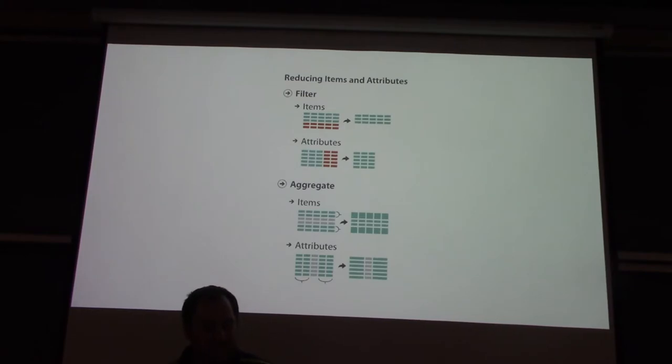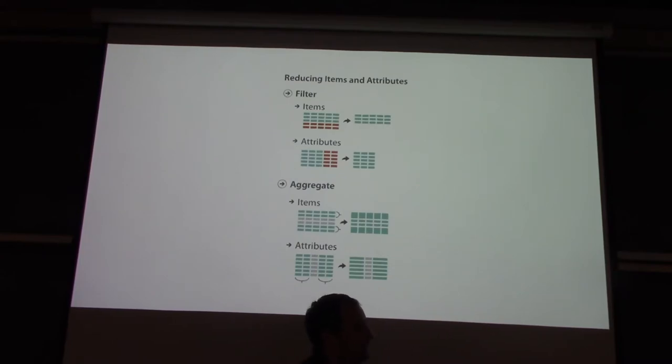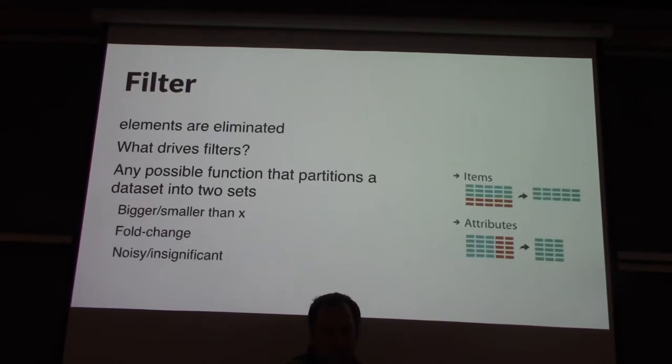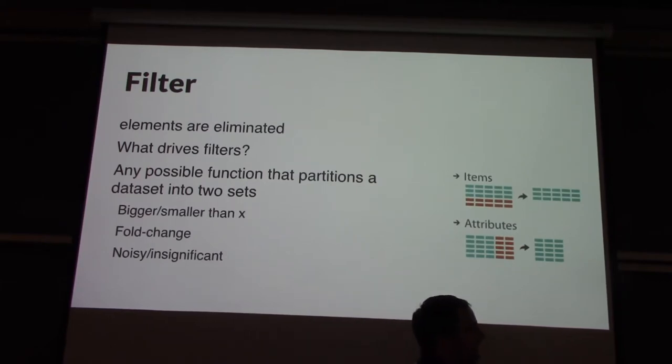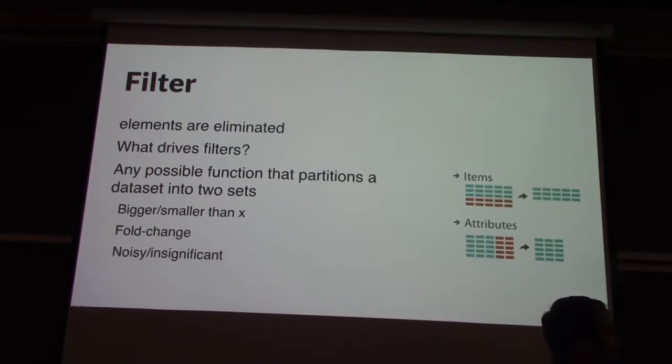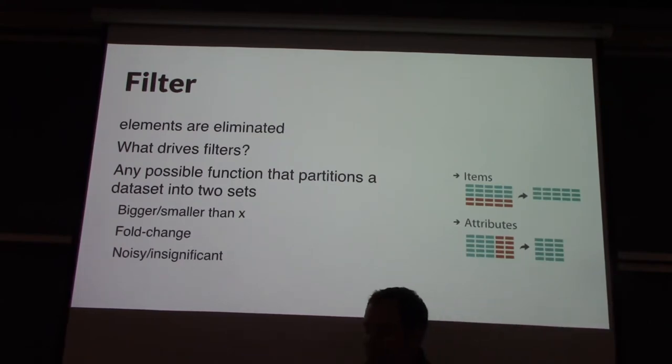Okay, so for filtering, essentially, I can filter based on items and attributes, and for aggregation, I can aggregate based on items or attributes. When we filter, we eliminate elements. And so the question is, what drives the filter? And the answer to that is that it's any possible function that partitions the data set into two sets. So you can say bigger or smaller than something, fold change, it's noisy or it's insignificant, so you can be arbitrarily creative about how to apply a filter.